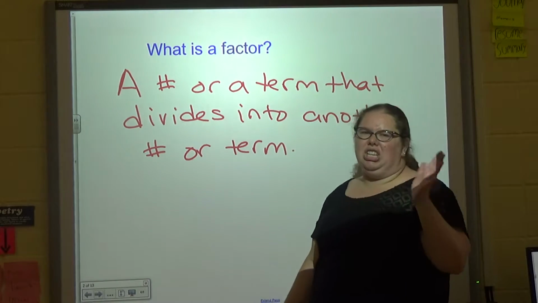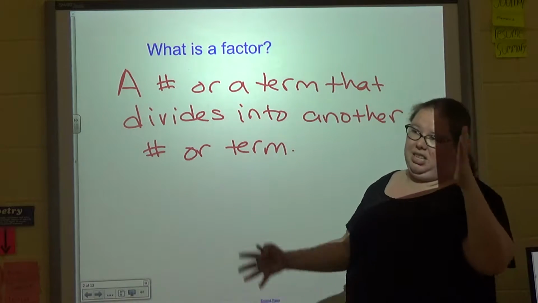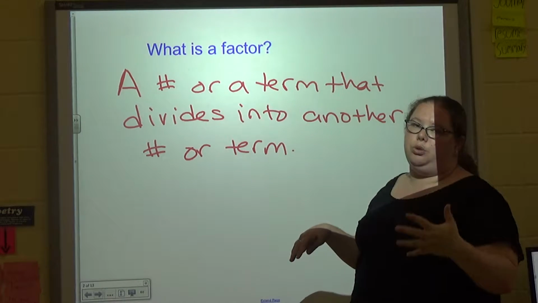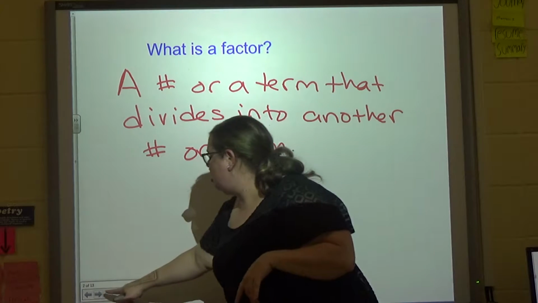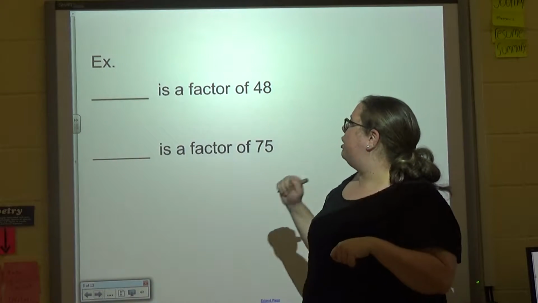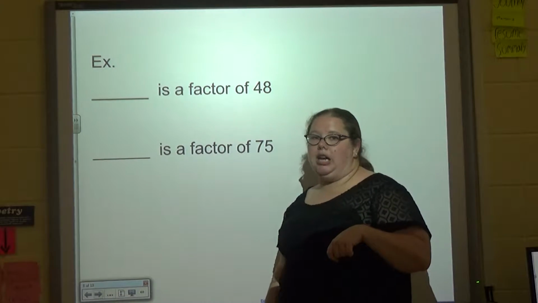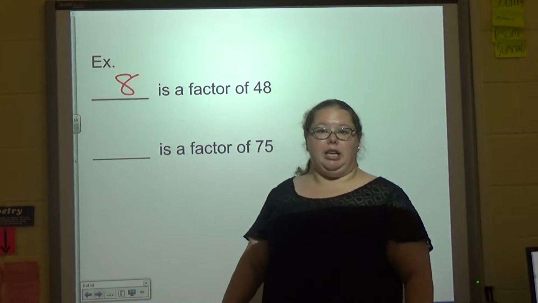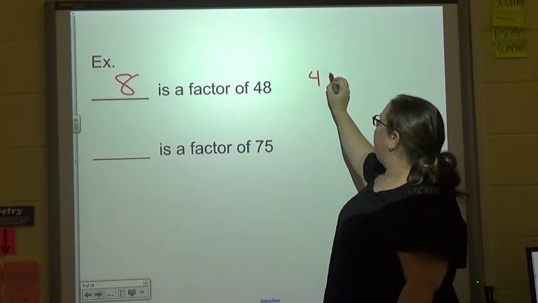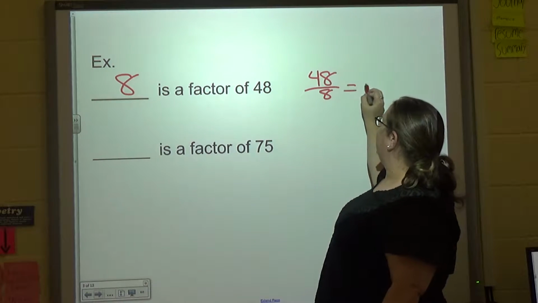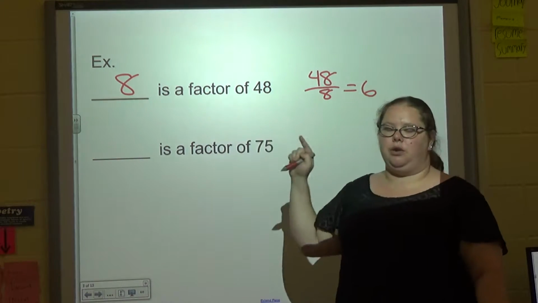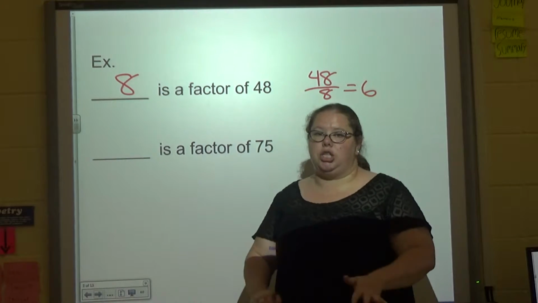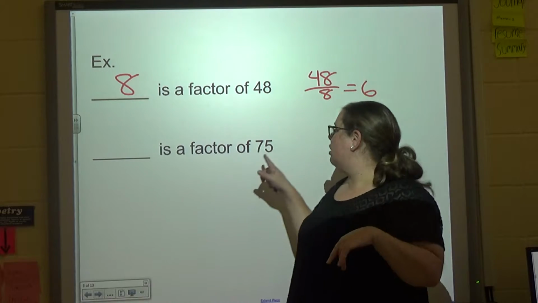The definition is a little confusing. A lot of students are like, wait, what? But it's really easy to understand once you see an example. So, for example, what is a factor of 48? 8 is a factor of 48 because 48 divided by 8 is 6. It divides evenly into 48. When we talk about factors, we're only dealing with integers, no decimals allowed.